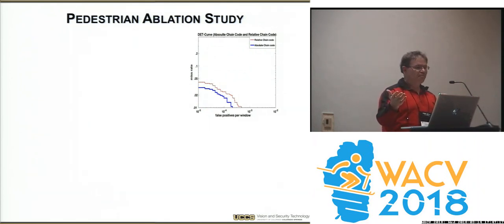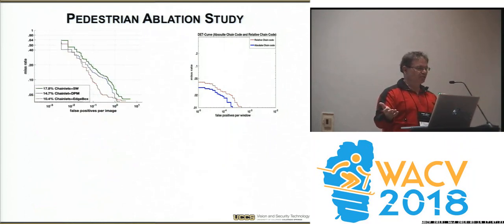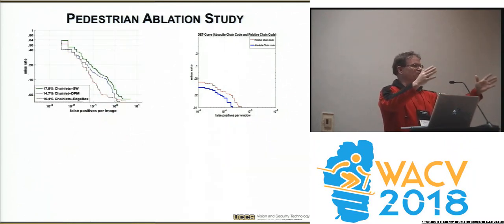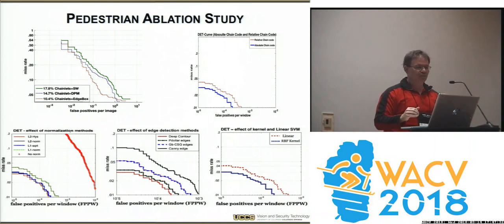If you stop by the poster, we can talk about the ablation study. We looked at what matters, relative versus absolute. Should we do a sliding window, deformable parts models, or edge boxes? Should we look at other kinds of things, like how do we measure errors? So a full ablation study, I can talk about those in detail when we get there.